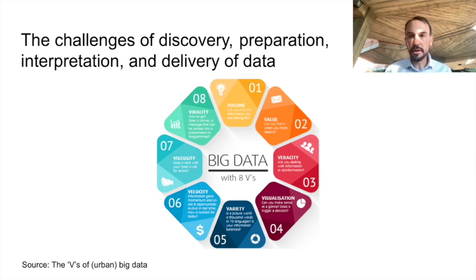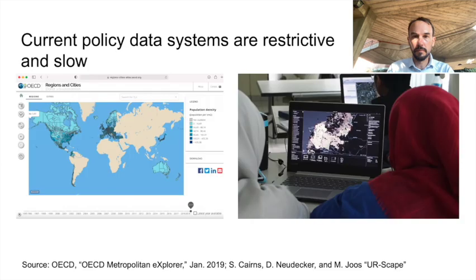This challenge is there despite growing efforts in digitalization through smart cities approaches, digital twins, or even city information modeling. Current policy data systems are restrictive and slow. For instance, on the left, we see the OECD's Metropolitan Explorer platform that allows users to browse through key indicators for 649 OECD metropolitan areas.